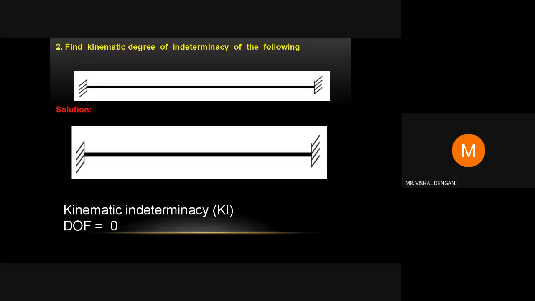Find the degree of freedom, degree of kinematic indeterminacy of the following. This is a fixed support. You can see, directly by seeing this, the degree of freedom is 0. Degree of kinematic indeterminacy is 0. This is a fixed support, and this is an indeterminate structure. There are two supports. We are finding out the displacement at the supports or at the node. So at both the nodes there are fixed supports, so degree of freedom is 0.